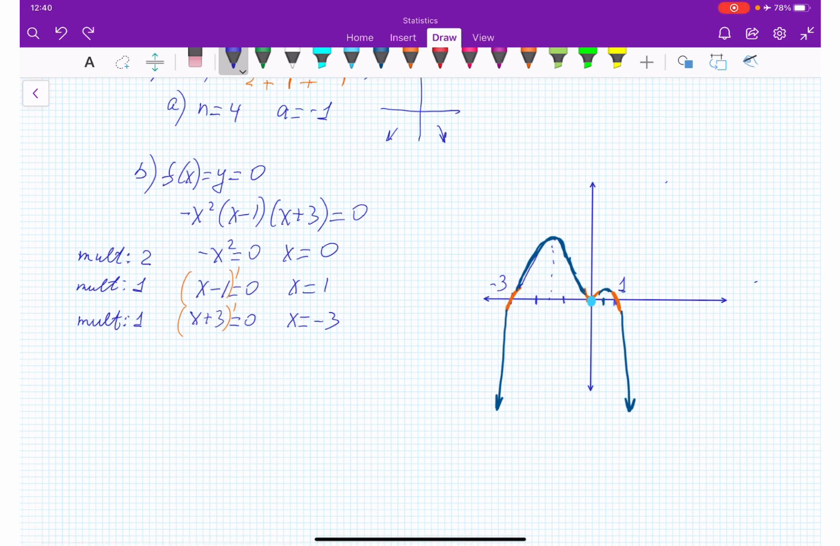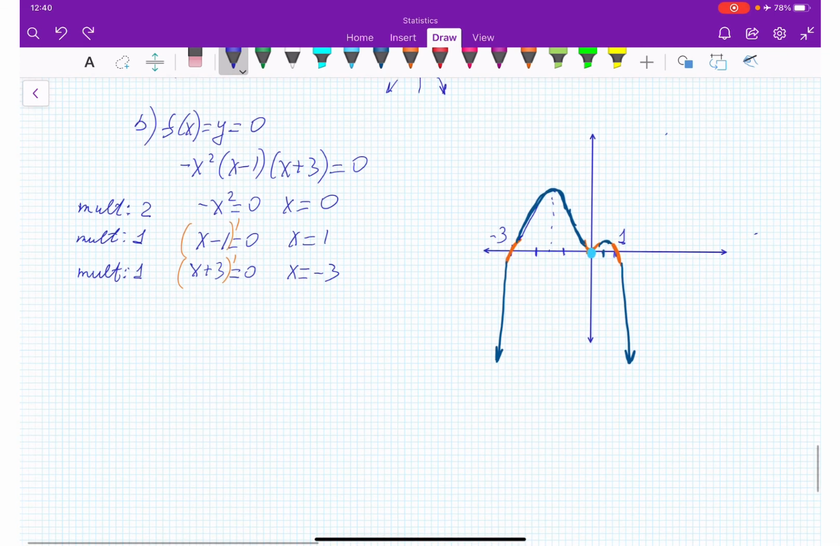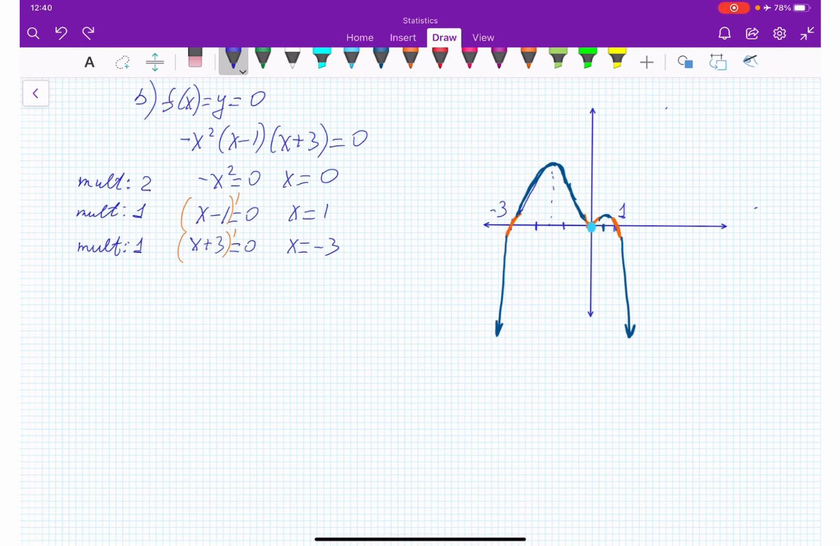Okay, and the very last one, f of x is equal to negative 2x cubed. I have x minus 2 cubed. Let's take square.